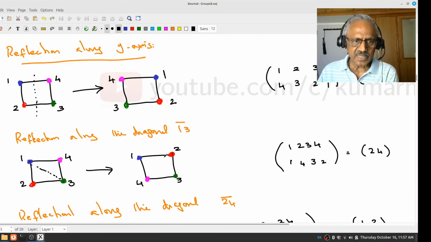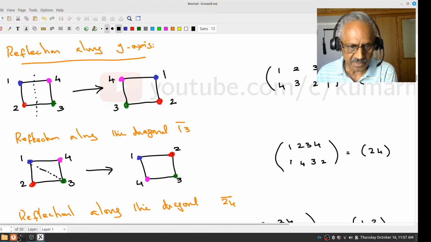Now the next thing is the reflection with respect to the y-axis. When I reflect, 4 goes to 1 and 1 goes to 4. This means this goes to this place and this 4 comes to this place, and similarly 2 and 3. You see that? Therefore, this is again a product of two transpositions: 1 4 and 2 3.